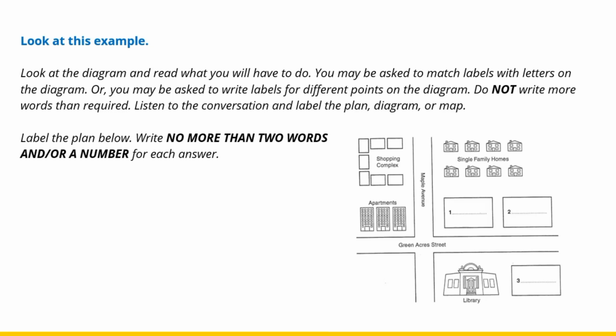So the IELTS test is asking you to label the plan below and write no more than 2 words and or a number for each answer. So make sure you are not writing 3 words, you can only write 1 or 2. For example, here you have a map and you see how we have a shopping complex, apartments, Maple Avenue, Green Acre Street, library, and we have 1, 2, 3. So you see like gap fills that you have to fill out. And all these words are not here without a purpose. Keep that in mind. And then you need to read them.